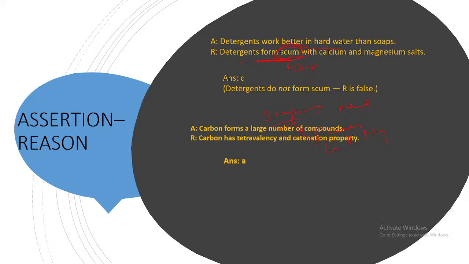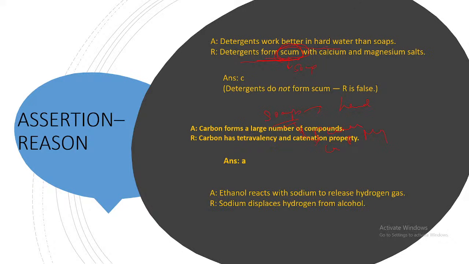That is the unique property of carbon. It can form a number of compounds because of the catenation property as well as tetravalency. Tetravalency means it can form covalent bonds. Catenation is the self-linking property, because of which carbon can bond with other carbon atoms and form chains or branches. That is called catenation, and because of tetravalency, covalent bonds are formed. I hope I am clear.